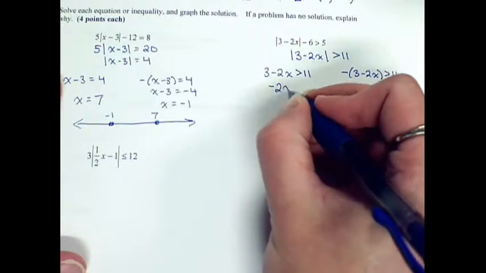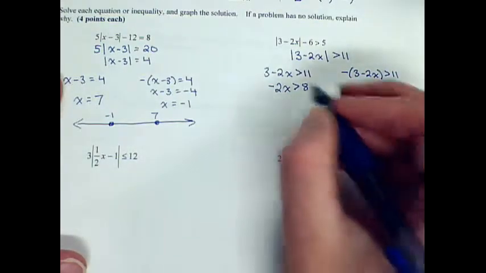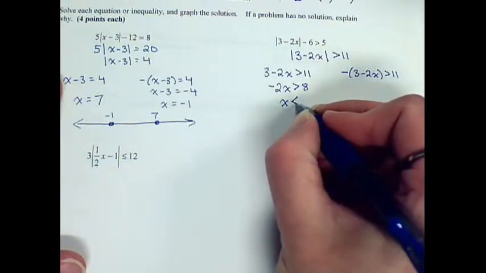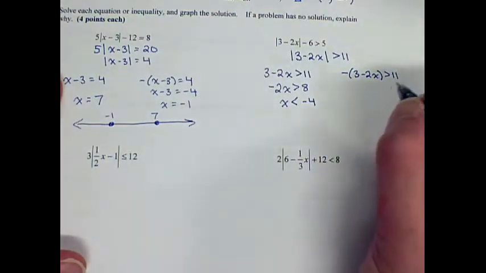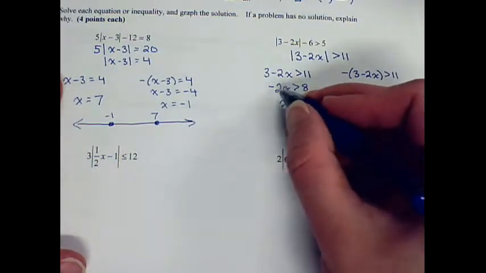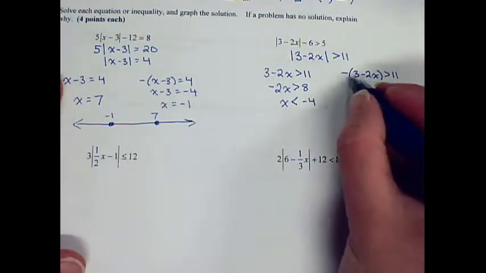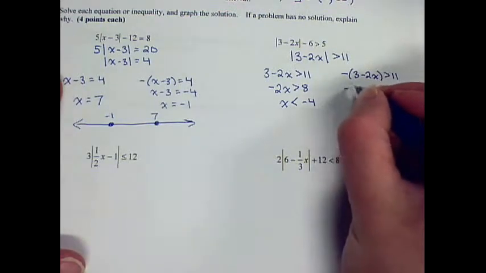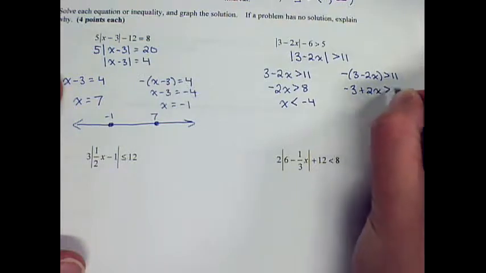I get negative 2x is greater than 8. Divide by negative 2. When I divide by a negative number, my symbol flips. 8 divided by negative 2 gives me a negative 4. Now over here, since I noticed that I had a negative coefficient of x here, I'm thinking I might just go ahead and distribute that negative on this right side and see what happens. I get negative 3 plus 2x is greater than 11.